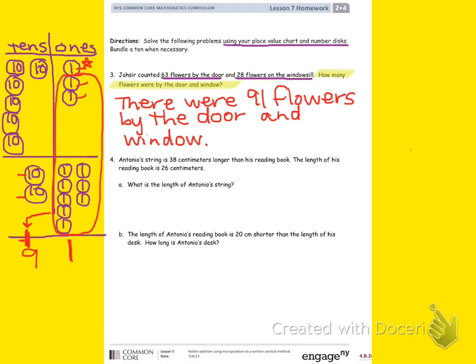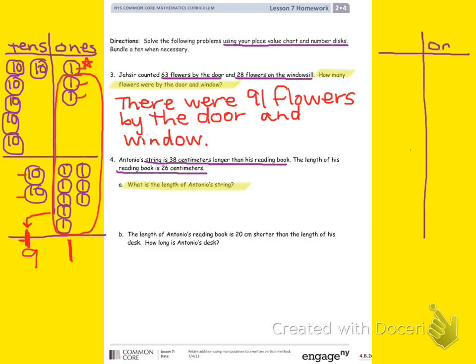Problem 4. Antonio's string is 38 centimeters longer than his reading book. The length of his reading book is 26 centimeters. Item A. What is the length of Antonio's string? I'm going to underline the important details. The string is 38 centimeters longer than his reading book, and the reading book is 26 centimeters. I'm going to highlight or circle the question, what is the length of Antonio's string? Now I will follow the directions and draw the place value chart and number discs.